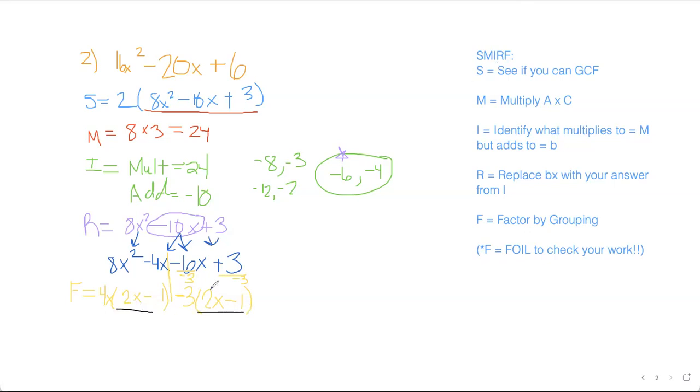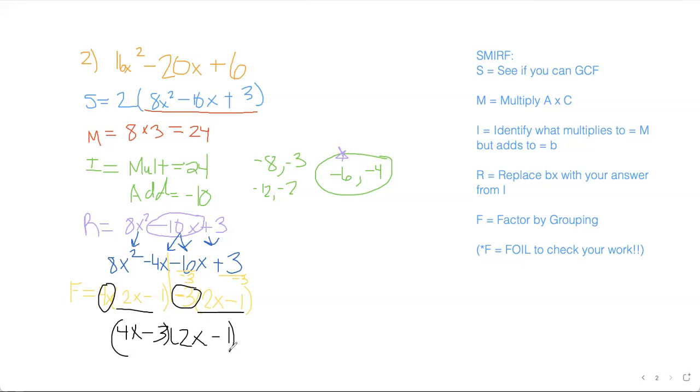And I'll do my final step of putting my GCFs together. So 4x minus 3, and then 2x minus 1. What they have in common comes next. You can have these switched around. You could have 2x minus 1 and then 4x minus 3. It doesn't matter. But that is the final problem.